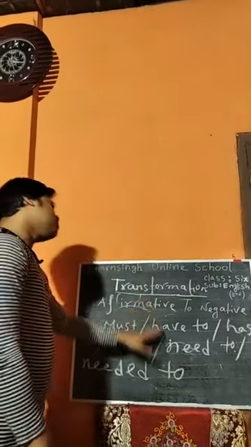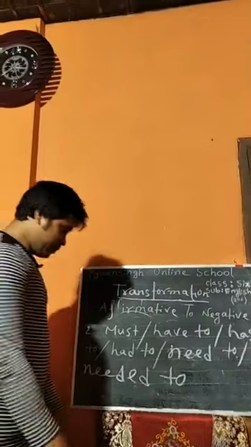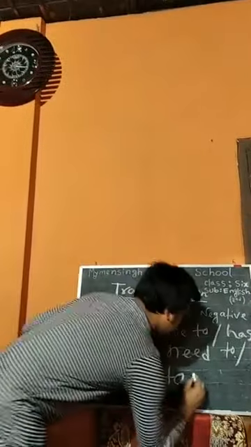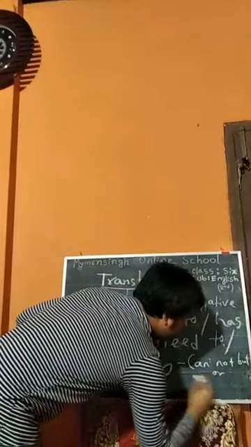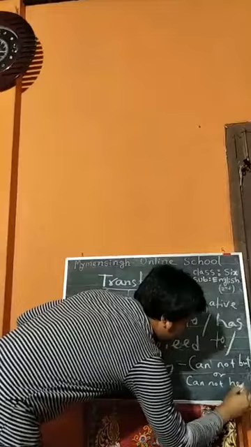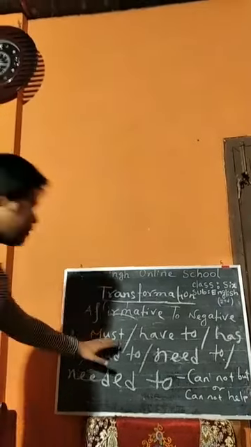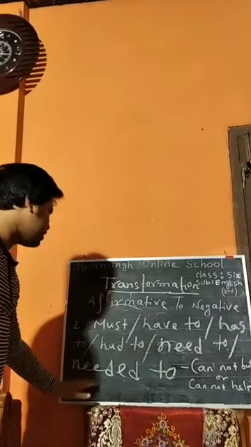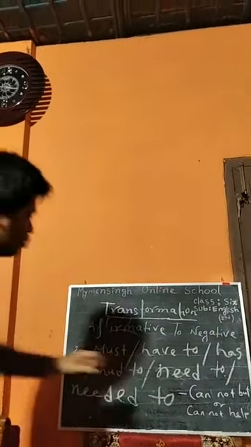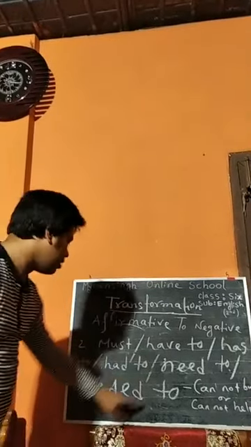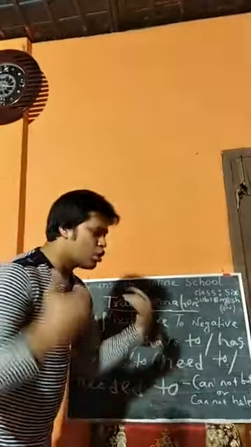When we find these words in an affirmative sentence, then we replace them using cannot but or cannot help. How can we replace these words when we transform an affirmative sentence into a negative sentence? Must, have to, has to, had to, need to, needed to will be replaced by cannot but or cannot help. There is a point: when we find a past form, had to is a past form, needed to is a past form, then we use could not but. Here we also use could not help.